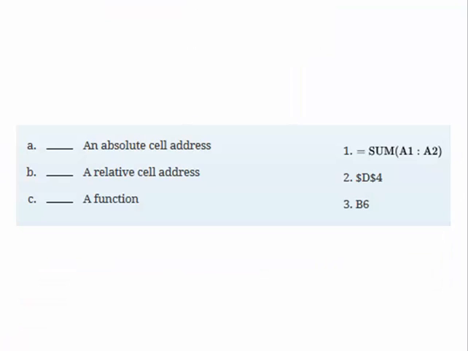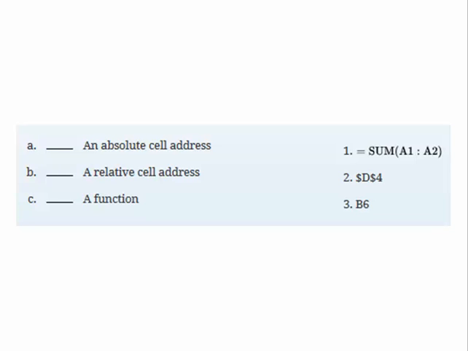Quick review here, talking about cells in Excel. The phrases absolute cell reference, relative cell reference, and function are all terms that we use in Excel, and terms you should probably know. An absolute reference has dollar signs involved, so number 2 to the right, $D$4, is an absolute cell reference. And the purpose of an absolute cell reference is that when you copy a formula or a function, if you have an absolute cell reference, it does not move as part of the copy.